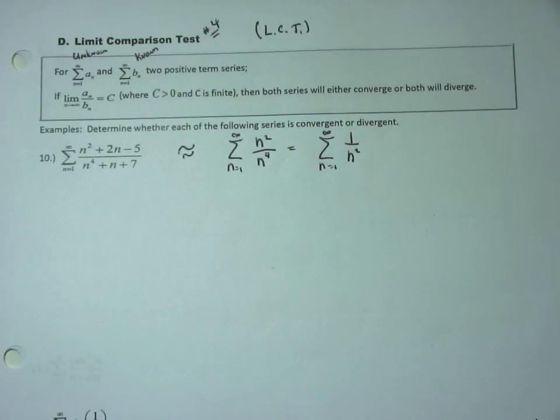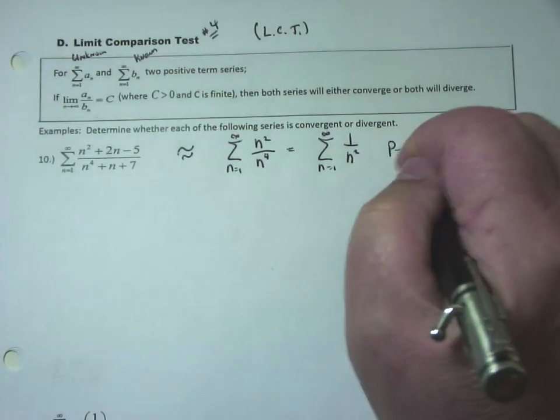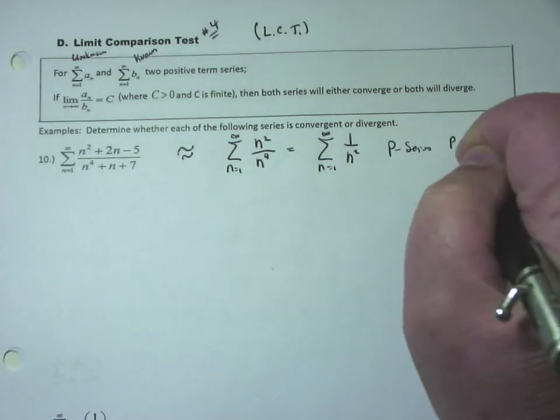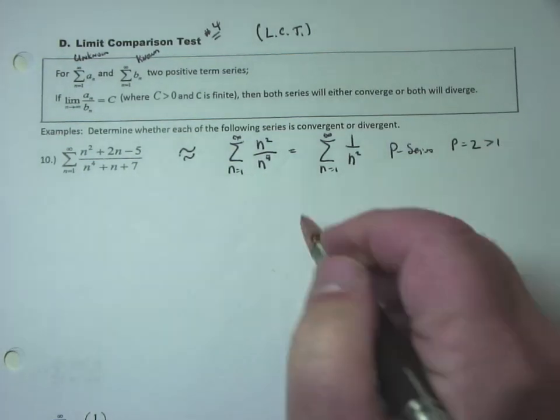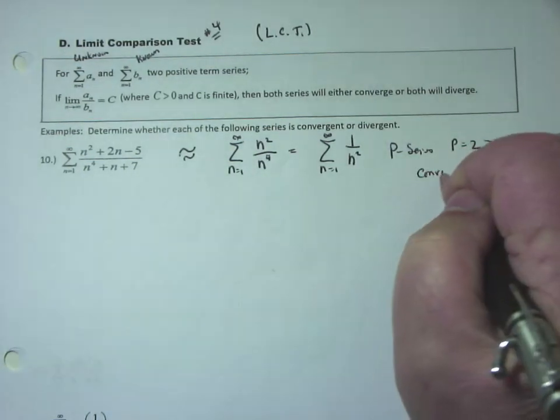This guy's got a name. What's this guy's name? It's a p-series. p is equal to 2. You've got to tell me that. And what does p being bigger than 1 do? It converges.